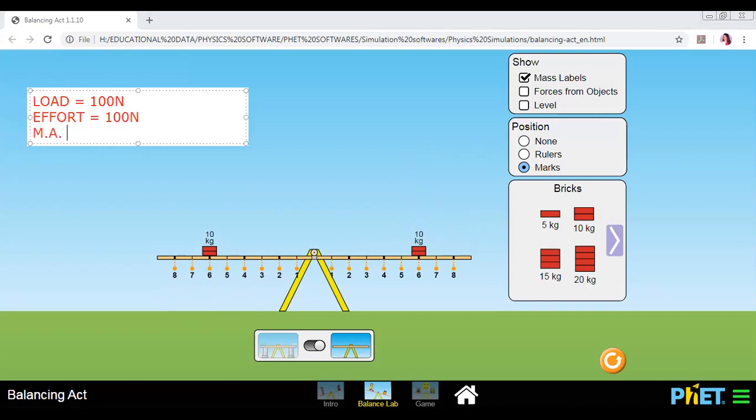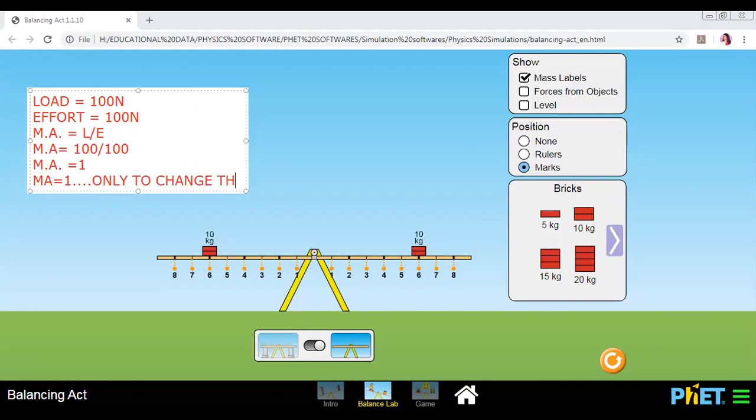So how much is the MA of this machine? MA is load upon effort. So MA is equal to 100 by 100. So you will find the MA comes out to be 1. Now when the MA is equal to 1, exactly, is it a force multiplier? No. Is it a gain in speed? No. So basically you will find I'm using this only to change the direction of force applied, or to change the direction of effort.